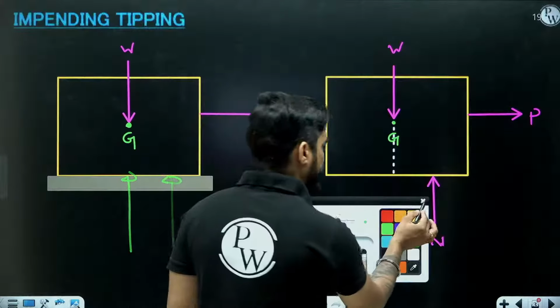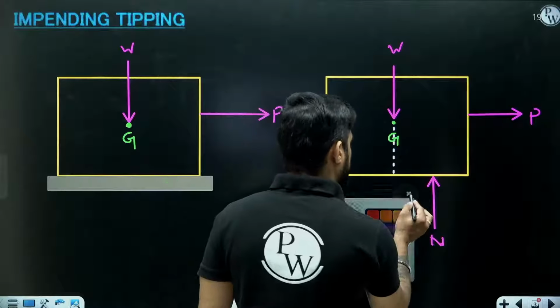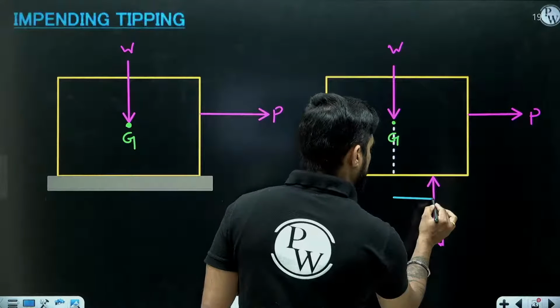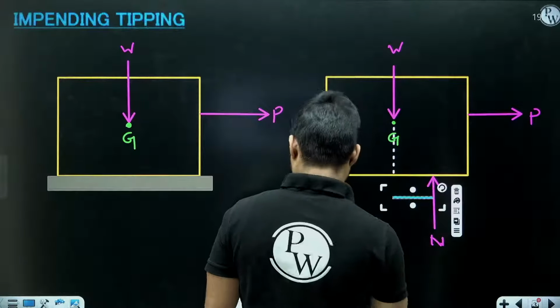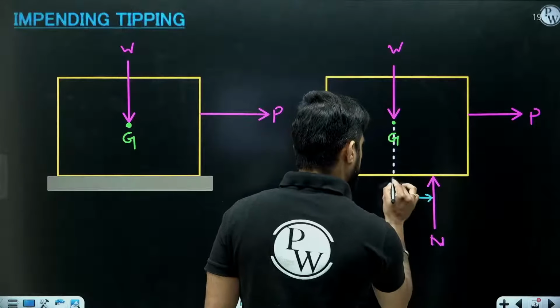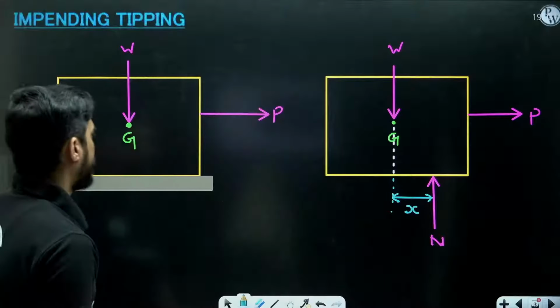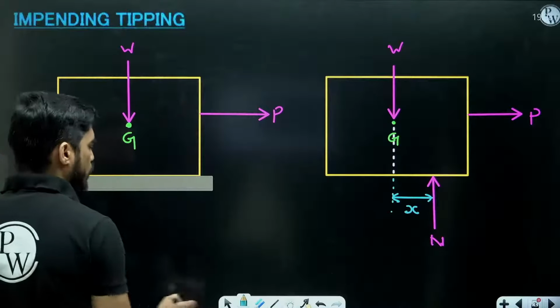So this is the normal force, and let's say that the distance between G and the normal force, this distance, is x. Let's say the width of this block is B.